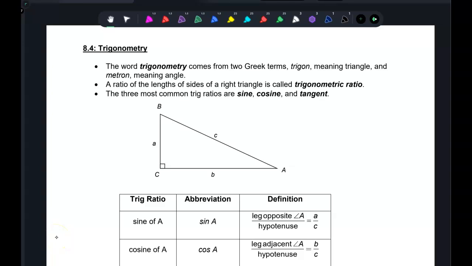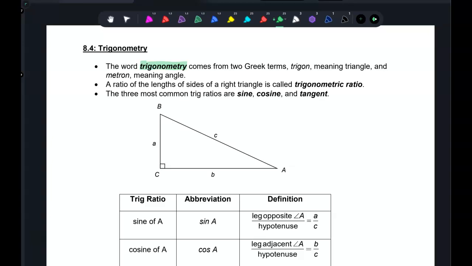So, all right, trigonometry. So, trigonometry. No, me and him are actually really close. Yeah. That was a joke.